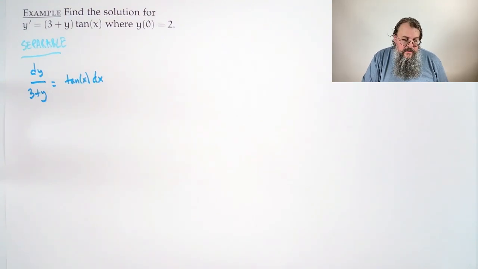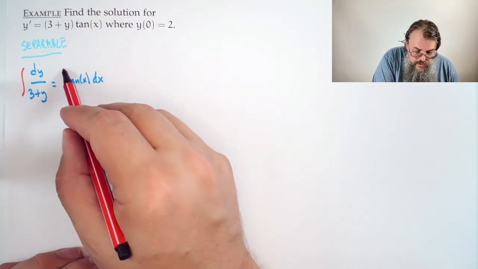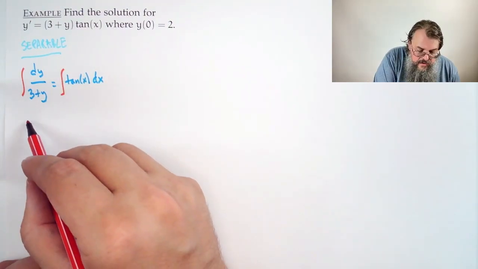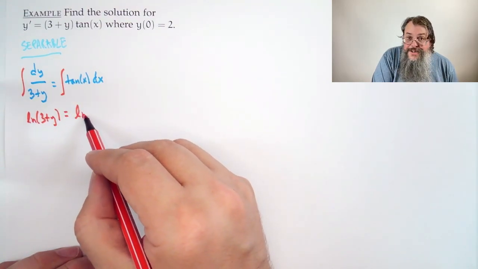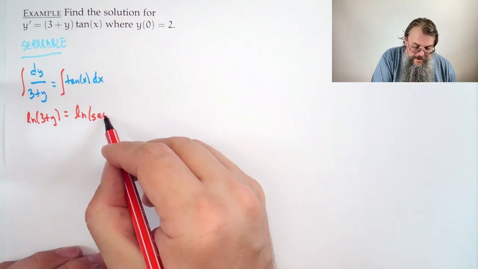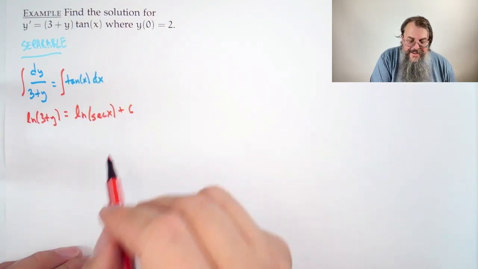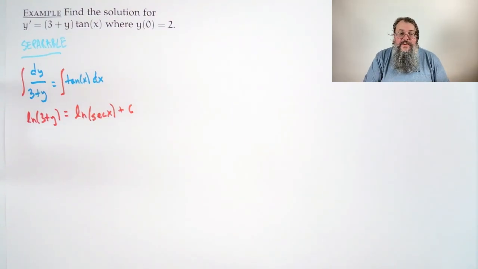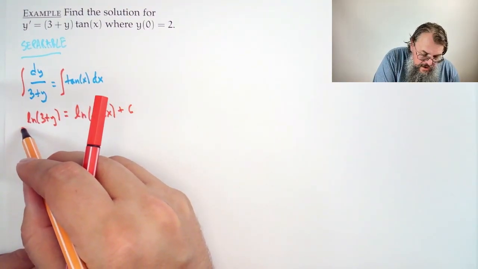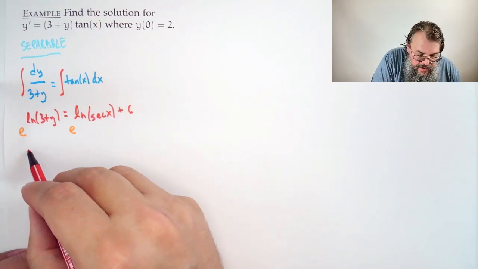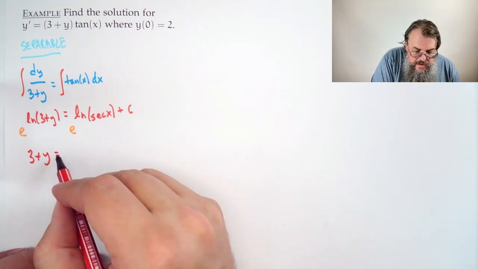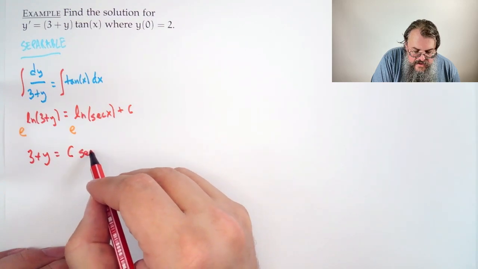And now you integrate both sides, and you say, well, this is the natural log of 3 plus y, and the integral of tangent is, of course, as we all know, or as we can turn our pages over and look on the back, log secant. So log secant plus a constant. Now we get rid of the logs by putting both sides into the exponential function, and we get 3 plus y is some constant times secant x.